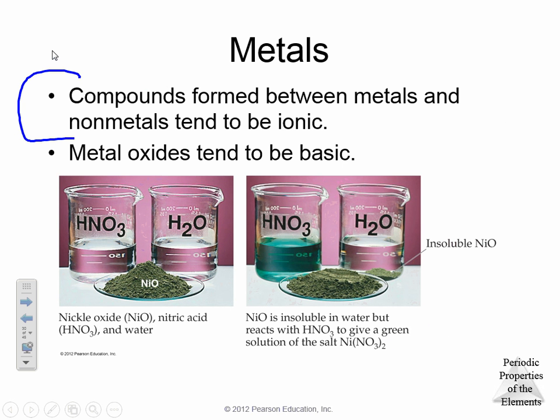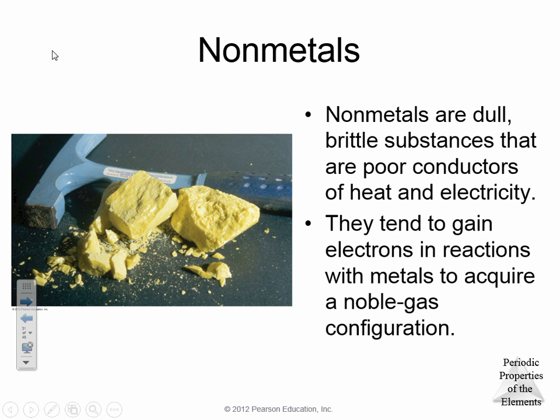Also, we touched on this on the initial graph. When metals and nonmetals combine together, they tend to form ionic compounds. So that's a huge point there, and that's why it's squared in blue. Compounds formed between metals and nonmetals tend to be ionic. We talked about this in the graph to begin with. Metal oxides tend to be basic. So nickel oxide is a basic solution.